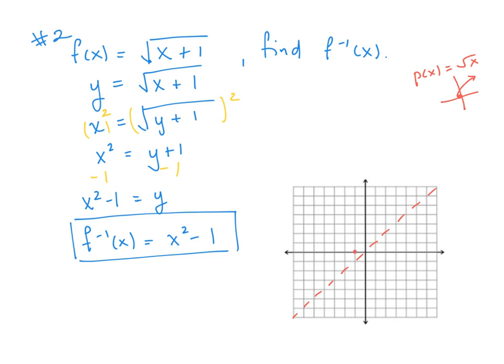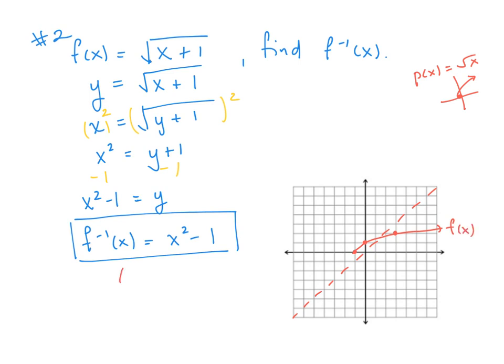So I have the point 0, 1. I have the point negative 1, 0. Then if I plug in 3, I'll get 2. All right, and there is my f of x.